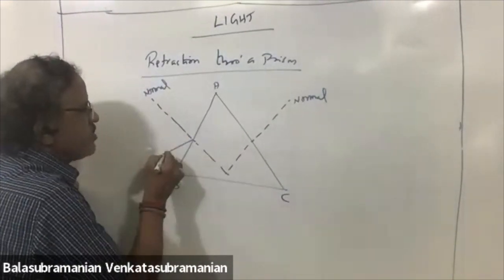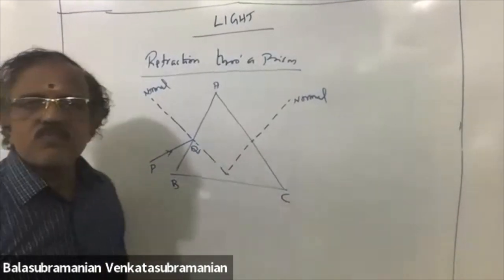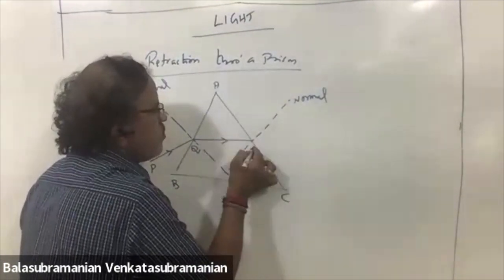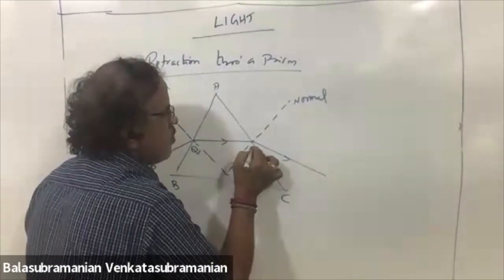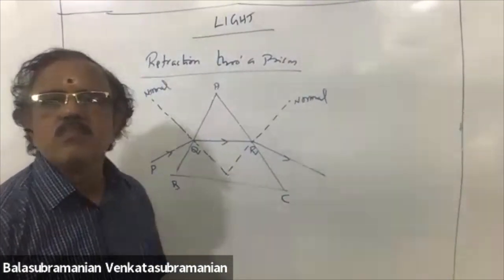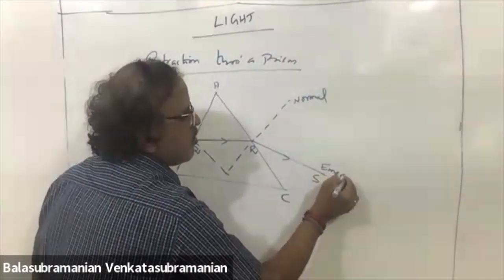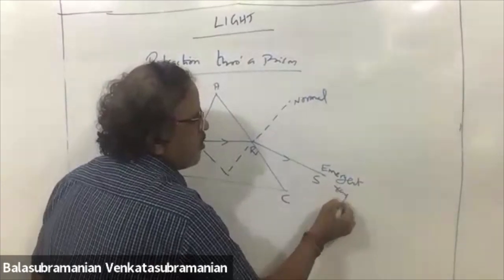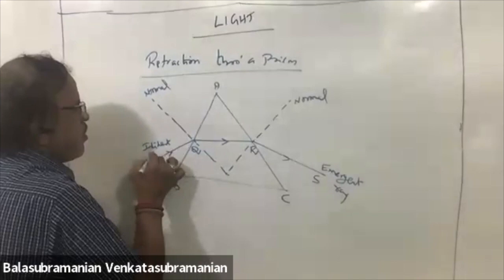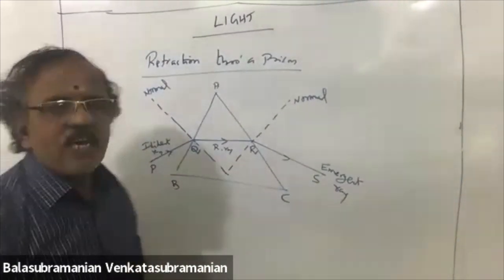Allow light to be incident. PQ, the incident ray. QR, the refracted ray. RS, the emergent ray. This is the incident ray. This is the refracted ray. This is the emergent ray.